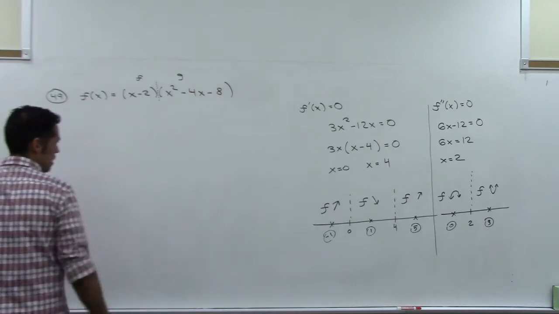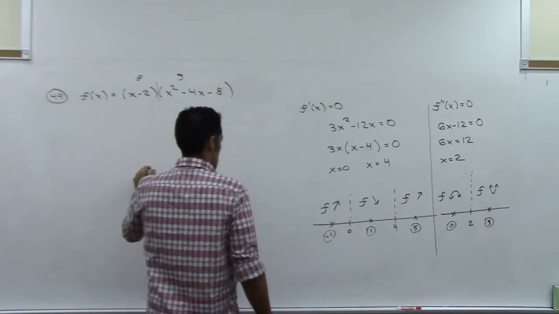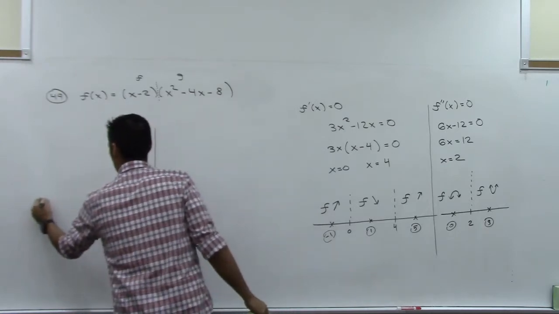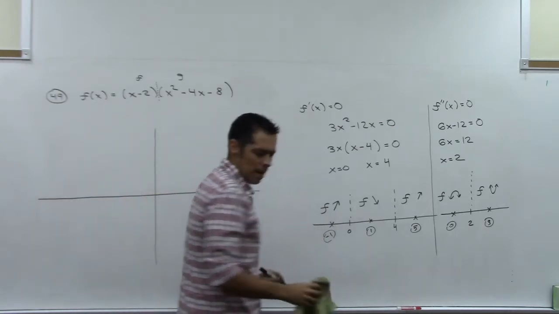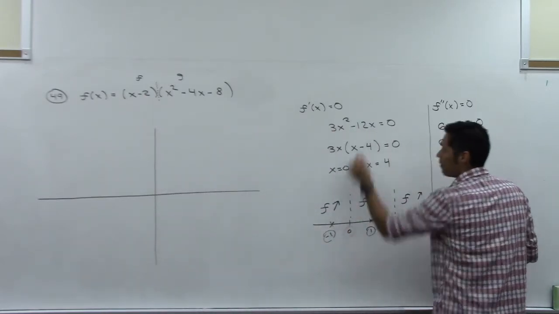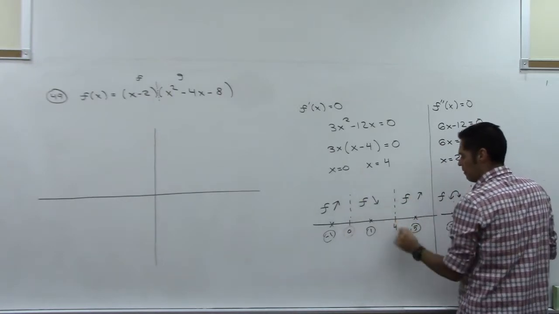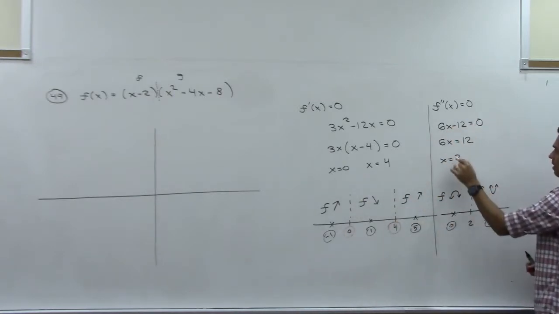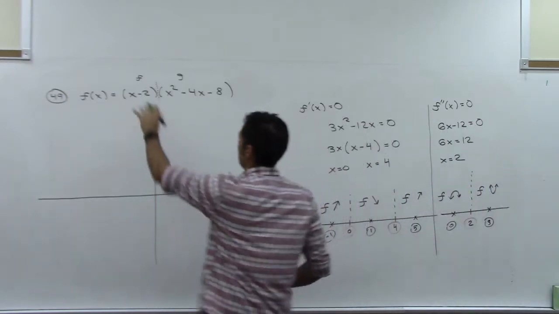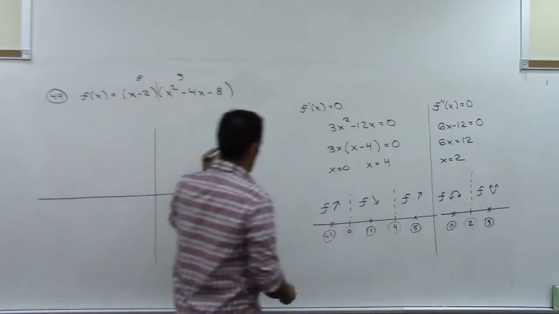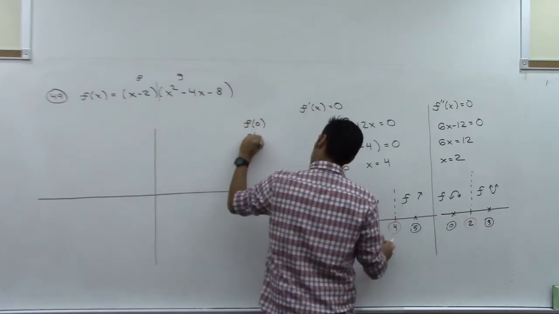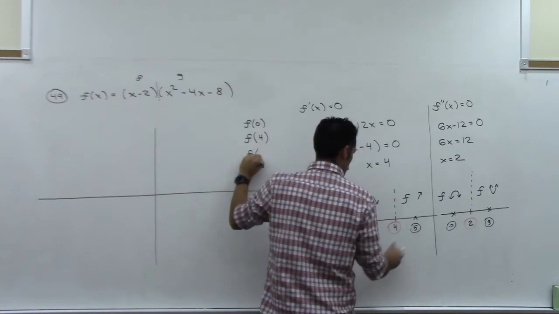All right, so here's what I'm going to do. I'm going to go and try and graph this, and I'm going to only plug in these points. The ones from the first derivative, where I got 0 and 4, I'm going to grab those, and then when I set my second derivative equal to 0, 2, I'm going to take those 3 points and I'm going to plug them into the original function. So I'm going to find f of 0, f of 4, and f of 2.